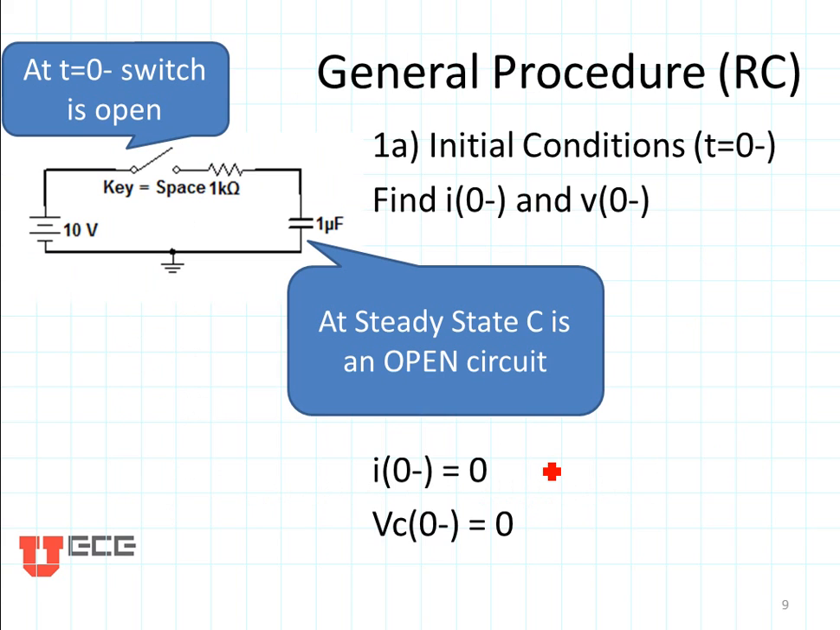So now let's consider a general procedure for analyzing this type of circuit. The first thing that we're going to do is calculate the initial conditions before anything has happened. This is when the switch is open. We called it t equals 0 minus, and this is before the switch closes. And we need to find the current and voltage there. At steady state, we know that the capacitor is an open circuit, and in fact, the current, because the switch is open, is 0, and the voltage across the capacitor is 0 also.